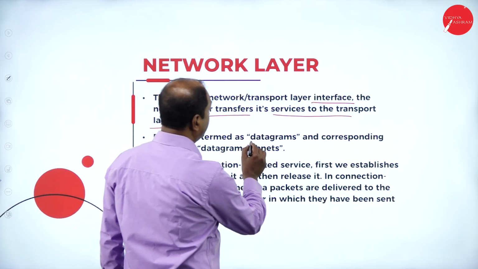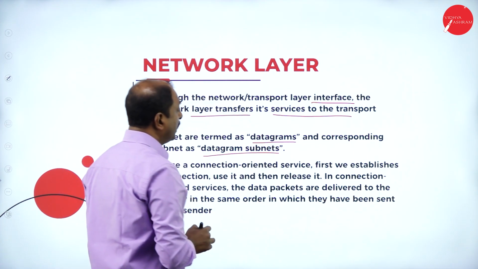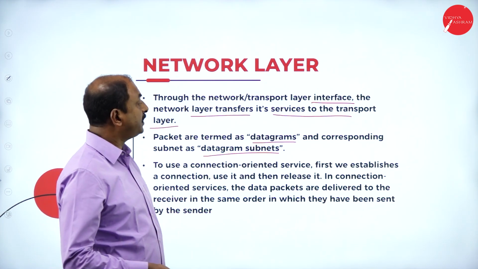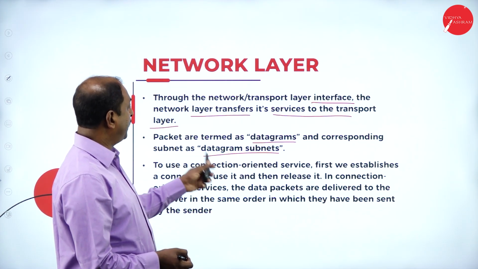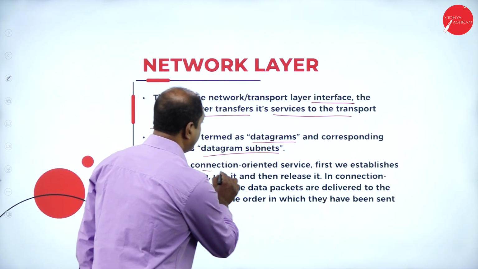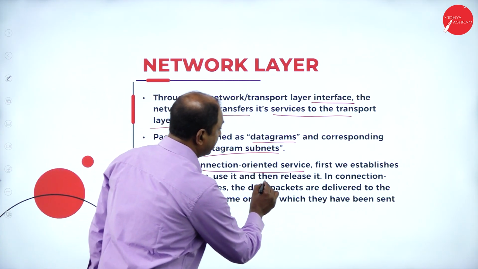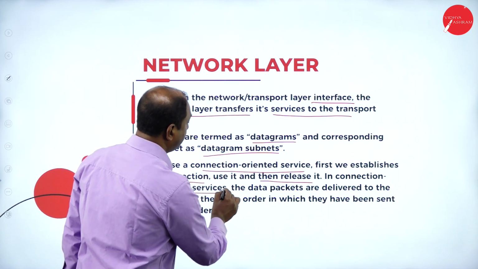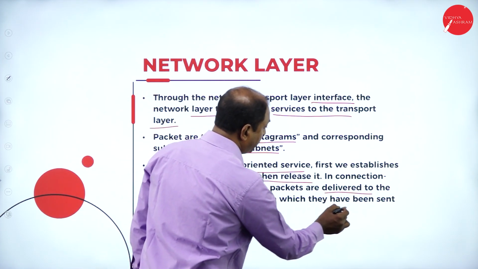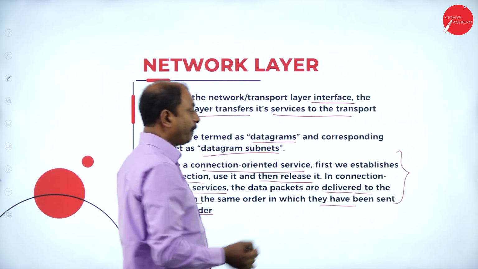Now packets are termed as a datagram and corresponding subnet as a datagram subnet. So here, as we have seen, we are going to call the data in different names with different layers. So in network layer, the data are termed as datagrams. And to use a connection-oriented service, first we establish a connection, use it and then release it. In connection-oriented service, the data packets are delivered to the receiver in the same order in which they have been sent by the user. So this is another important function of network layer.